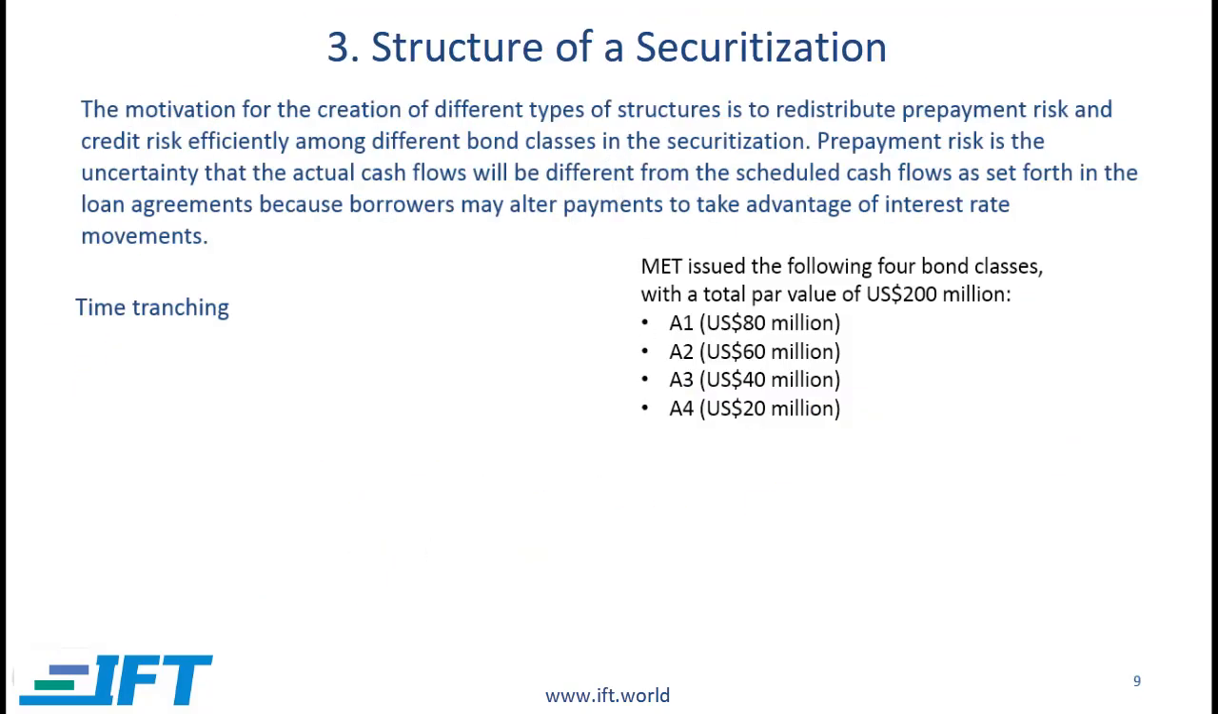Now we come to section 3.3. Up till now we have talked about simple transactions where the issuer issues one type of bond or one type of asset-backed security, but in the real world generally multiple classes of asset-backed securities are issued. The motivation for the creation of different types of structures is to redistribute prepayment risk and credit risk efficiently among different bond classes in the securitization.